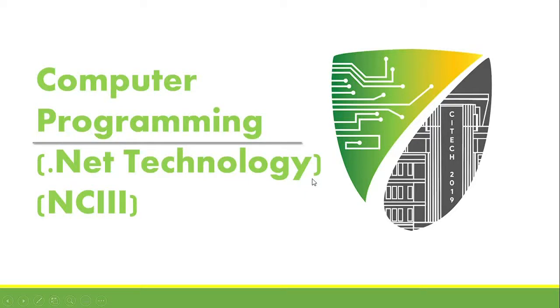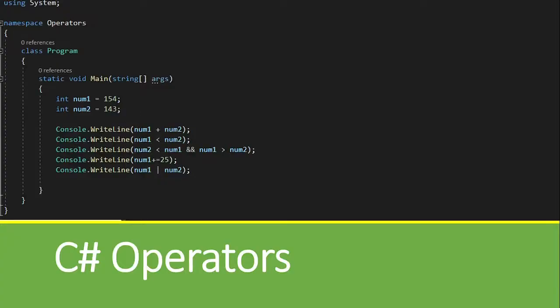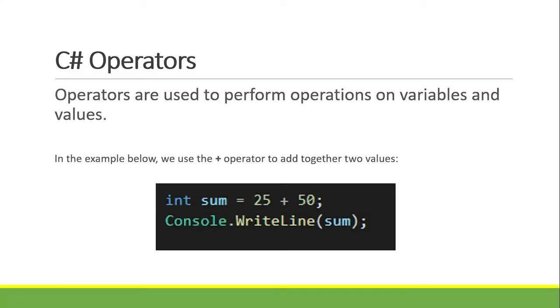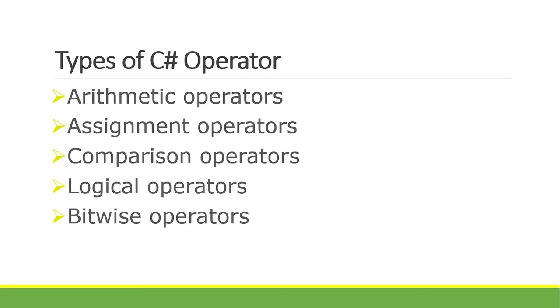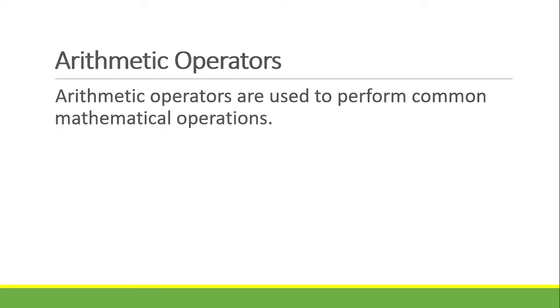Hello everyone, this is the recap and the continuation of our topic here in computer programming, which is the C# operators. So, as we all know, operators are used to perform operations on variables and values here in C#. There are different types of operators: arithmetic, assignment, comparison, logical, and bitwise. So, we've done discussing arithmetic operators.